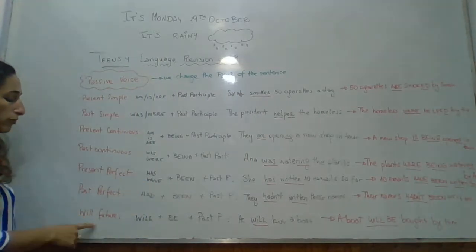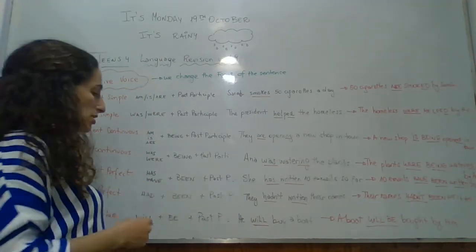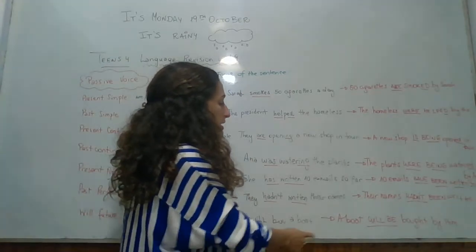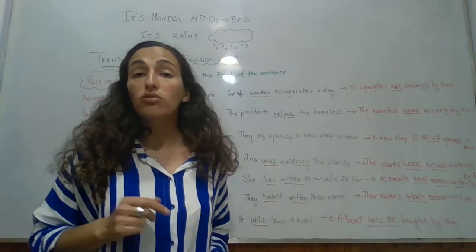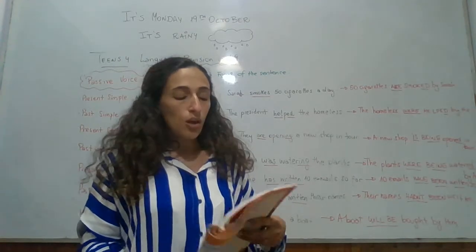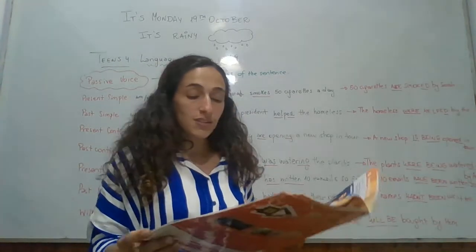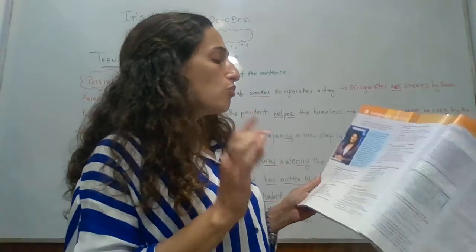And finally, will future, will be and the past participle. He will buy a boat. A boat will be bought by him. Yes, podría ponerlo him or not. That is optional. Yes?